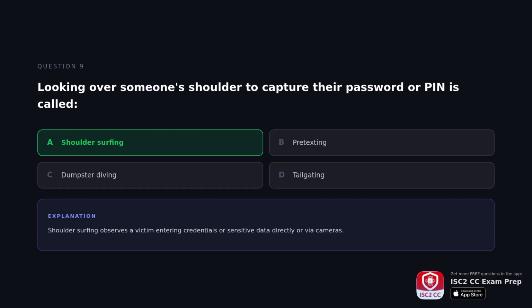The correct answer is shoulder surfing. Shoulder surfing observes a victim entering credentials or sensitive data directly or via cameras.